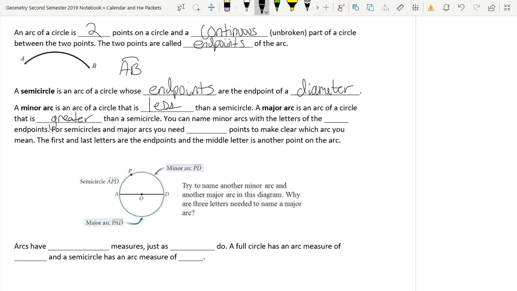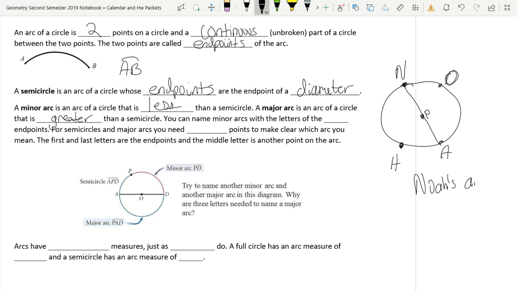Okay, now while an arc isn't the boat that Noah built, we can draw Noah's Ark here. If I just have a circle here, let's go ahead and draw Noah's Ark. This is the center here, call that point P, and we'll call that A. So NA is a diameter, and then we have H. There is Noah's Ark. So we have a semicircle.